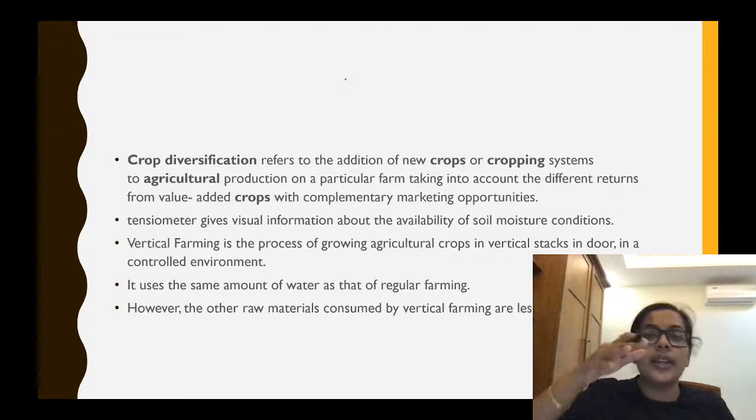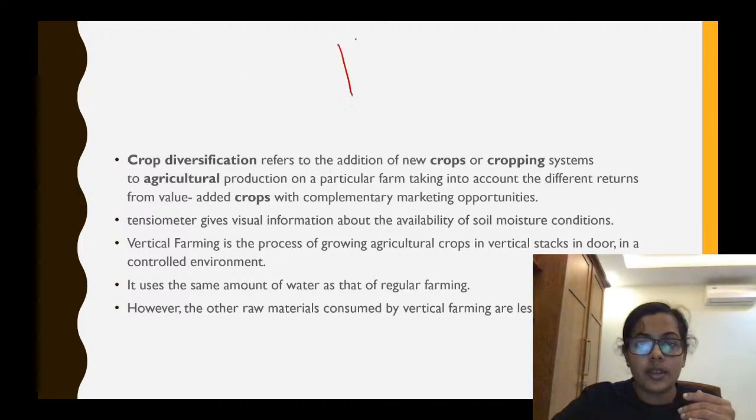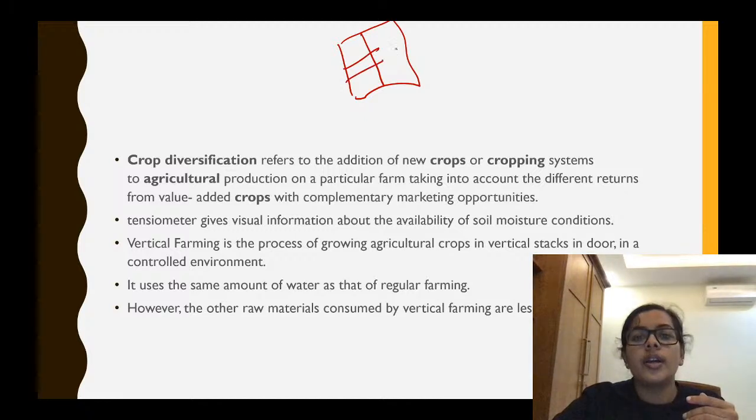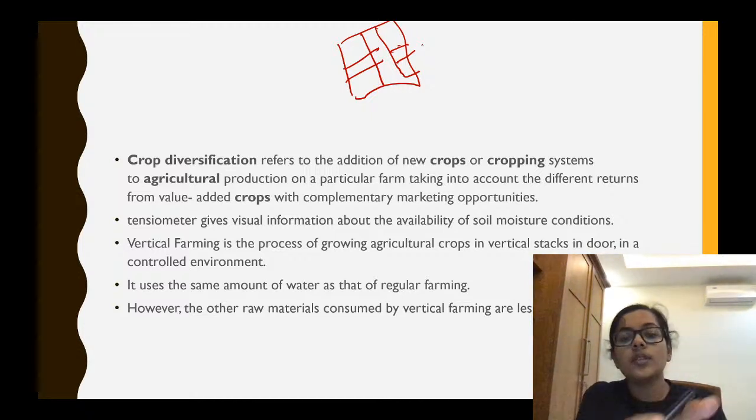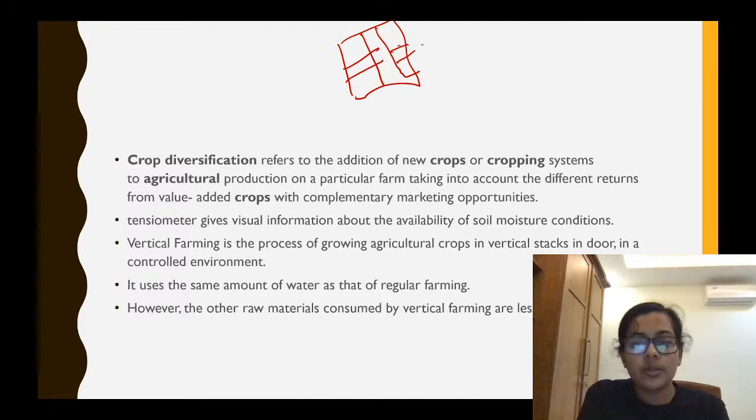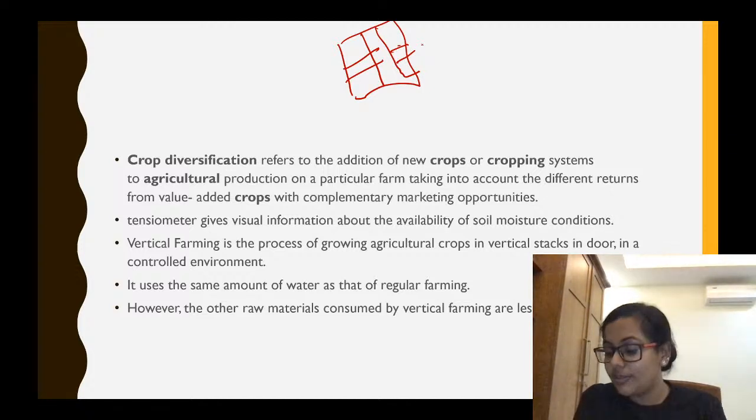Vertical farming means you take a building like this, from a home or a land, where an artificial setup has been considered. This is eco-friendly farming where crops are stacked vertically indoors in a controlled environment. You will be using water for it. That is vertical farming.